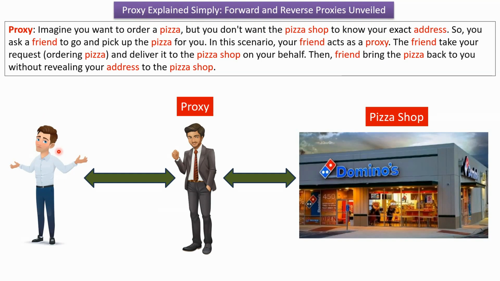Imagine you want to order a pizza, but you don't want the pizza shop to know your exact address. So what you will do is ask your friend to go and pick up the pizza for you. In this scenario, your friend acts as a proxy. The friend takes your request, like ordering the pizza, goes to the pizza shop and orders the pizza, and your friend brings the pizza back to you without revealing your address to the pizza shop.